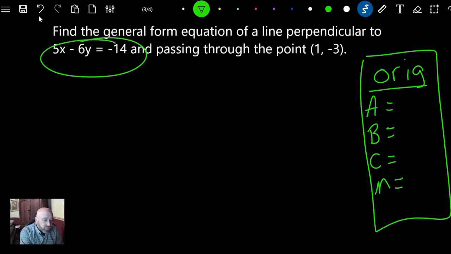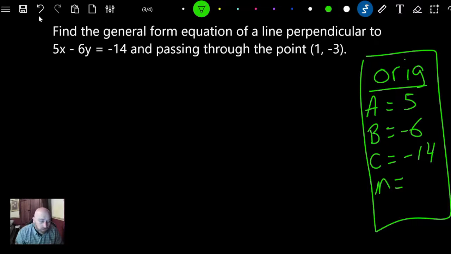Well, looking at this original equation, our original equation says that A equals 5. Do you recognize this original equation, right? Yeah, it's the one we just did. So they're just kind of taking you full circle here and showing you that there's more that you can do with these equations. The B is going to be -6, and the C is going to be -14.